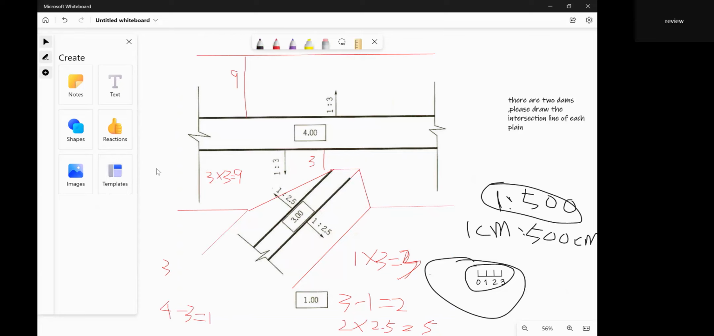I think this is a hard and important point, and it's not easy for you to understand. Oh yes, you are right. Then please connect this line and this point, and you can get the right answer.